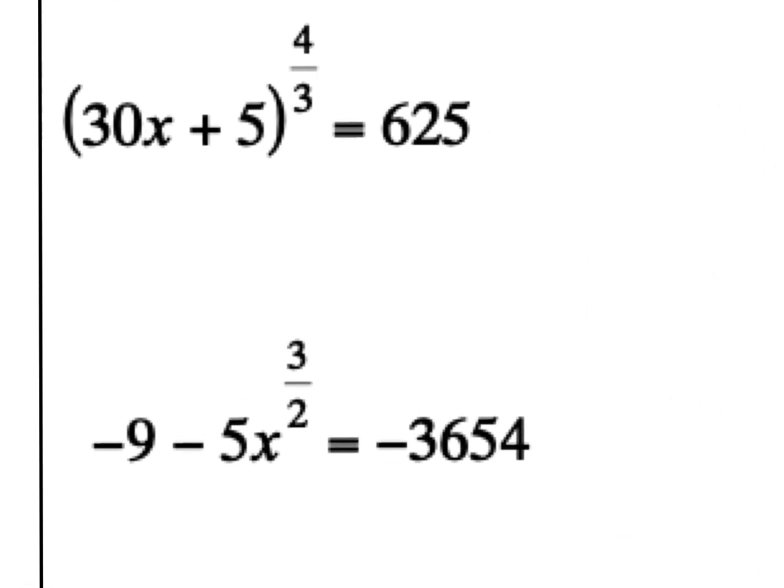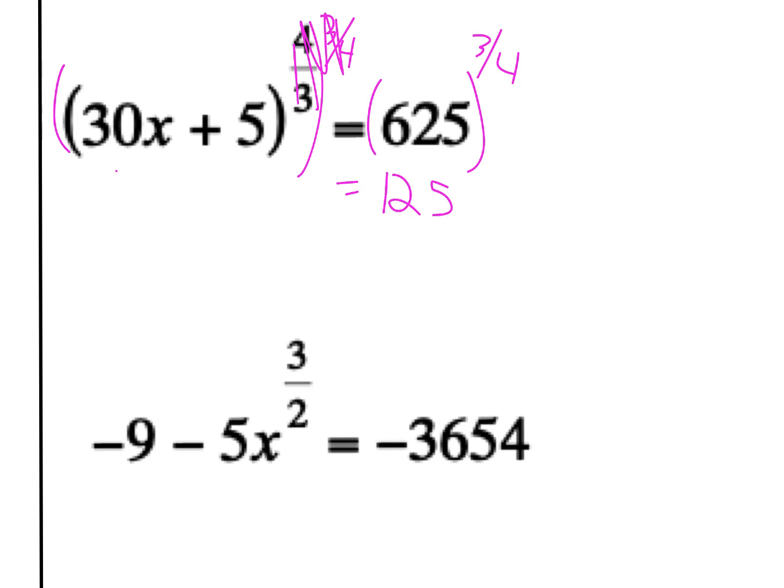So I see to the 4/3, so I'm gonna raise this to the 3/4. To the 3/4, I gotta do that to both sides. So those go away. That means find the 4th root of 625, which is 5, and then cube it, which is 125.